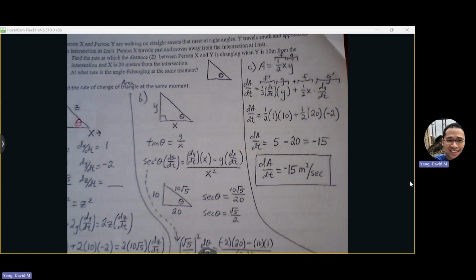Pull all your values from part A. d dt is negative 15. My units of measure. Look at my derivative variables here. A is area. Area is a two-dimensional unit, so square meters. Time is seconds, so square meters over seconds.